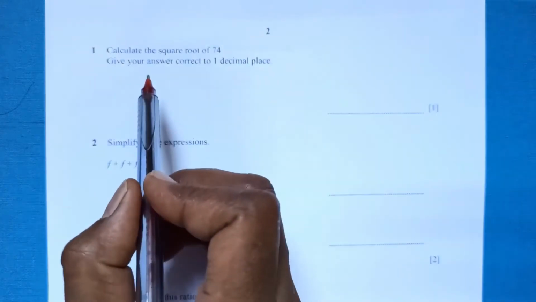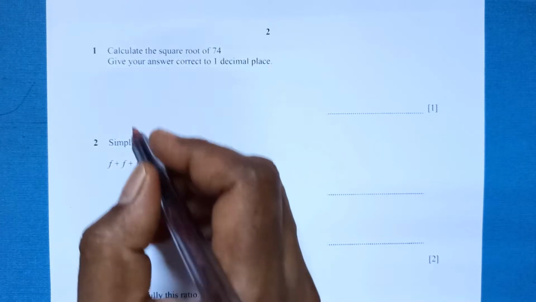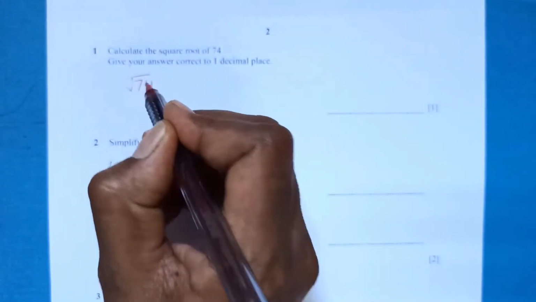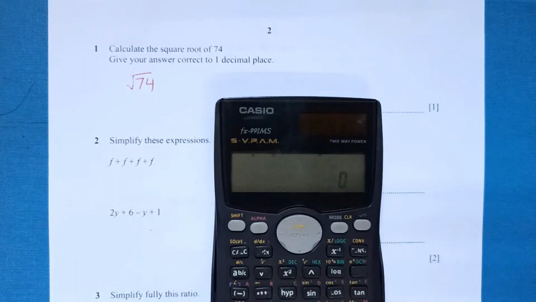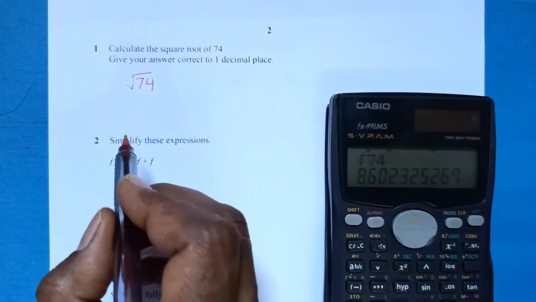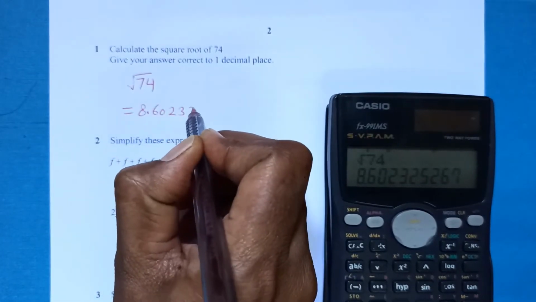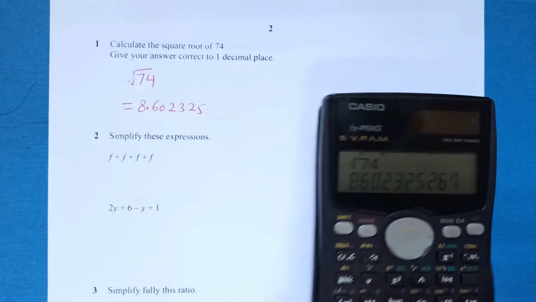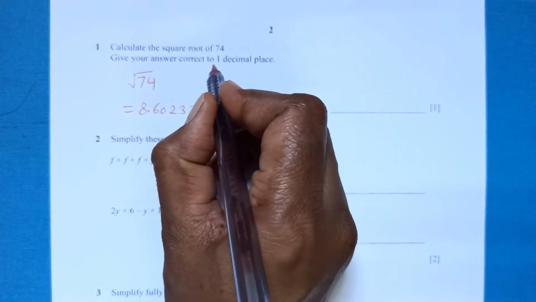Question 1. Calculate the square root of 74. So you need the square root of 74. As this is a calculator paper, you can easily find out square root from here. Square root 74. Let me write down first whatever we are getting here. It is 8.602325.